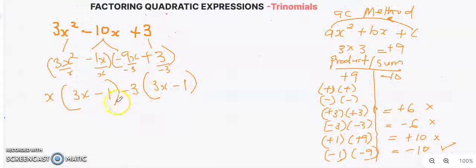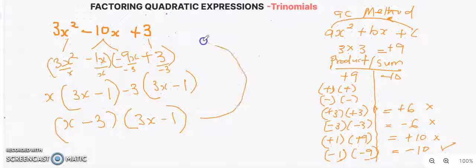Now, to check if we factorized correctly, the brackets must have the same terms inside. Now the factors are the terms outside the brackets, x minus 3, and the terms inside the brackets, 3x minus 1. These are the factors of this expression, where the coefficient of the first term is not equal to 1, and there are no common factors between the terms.